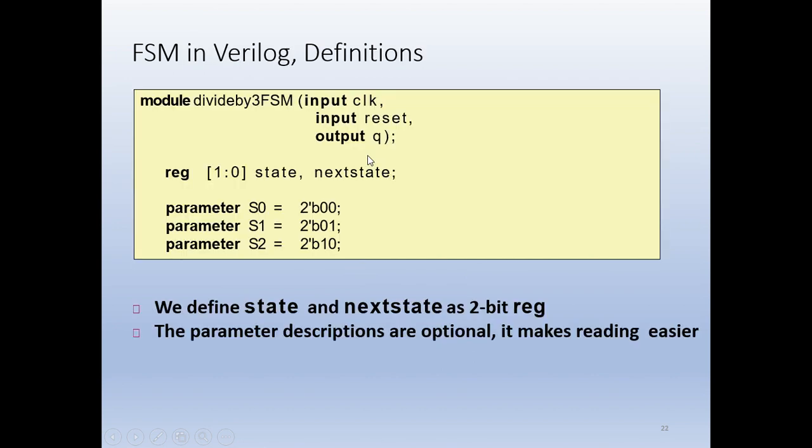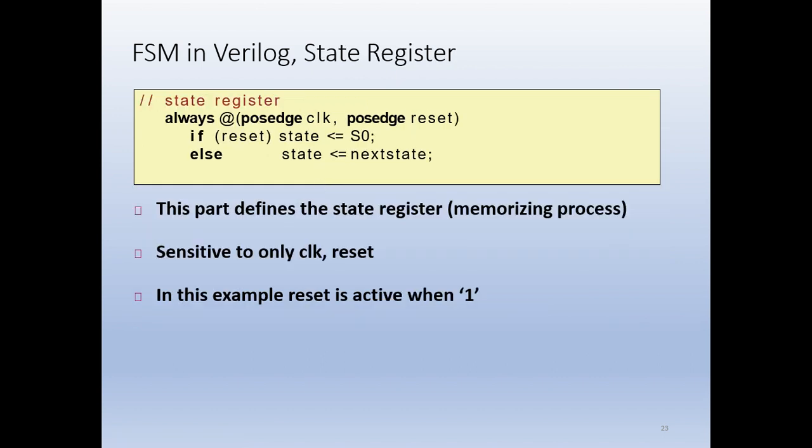Okay, so the first one is where we are defining the states: your input clock, your input reset, and your output Q, and the parameters are S0, S1, and S2 as 00, 01, and 10. And the FSM in Verilog can be given here, as in the previous registers, positive edge clock, comma, positive edge reset. If reset, it will come to the state S0, else your state is equal to your next state.